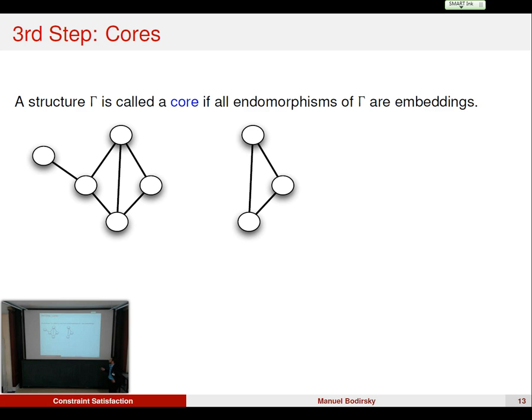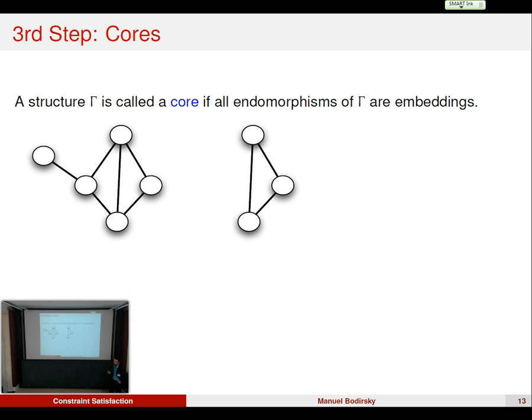Just an example: this structure is not a core. It's a finite graph. You can, for instance, map this vertex here and fix those three, and map this one here. It's not a core. This structure, the K3, is a core. And we have a homomorphism from here to here and from here to here, so those two structures are homomorphically equivalent.